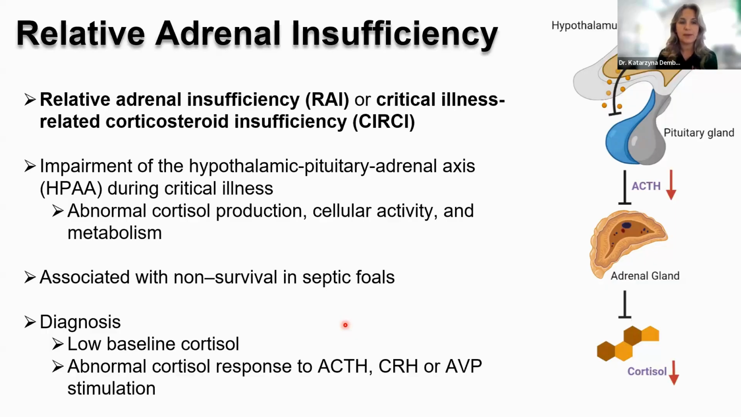Diagnosis of CIRCI is based on low baseline cortisol, so we can measure cortisol. And also we can determine cortisol response to various different stimulation tests, including ACTH, CRH, and vasopressin stimulation tests.